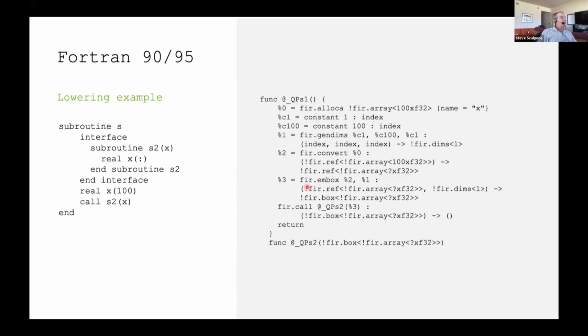There's a FIR type called a box, which is a synonym for a descriptor. Put in both the array and the dimensions, and then pass that off to S3, the call, S2, and then S2 can get that information, has it in the box here, then it can dereference the box to get the information it needs to do code generation.